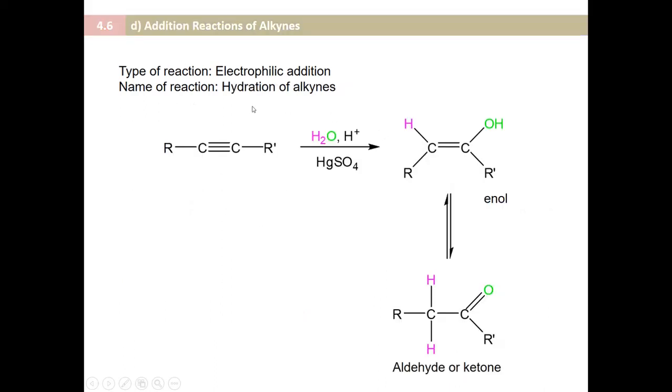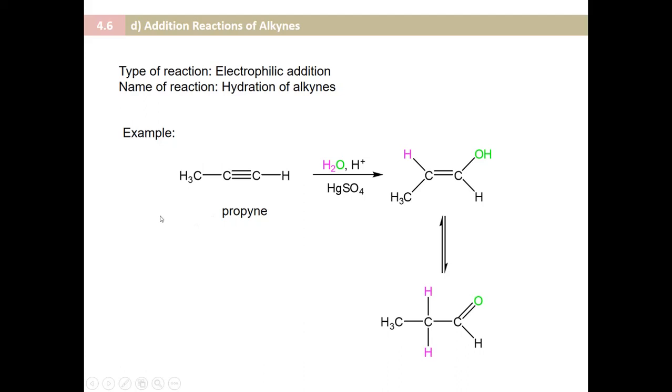So this reaction we call hydration of alkyne. Why do we call it hydration? Because it reacts with water. It reacts with water to produce an enol. Enol is a compound that contains a double bond and at the same time also contains an alcohol group. So we call it enol. En comes from alkene, ol comes from alcohol. At the end of the reaction, it will produce an aldehyde or a ketone.